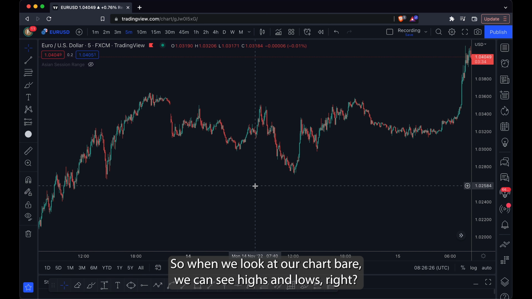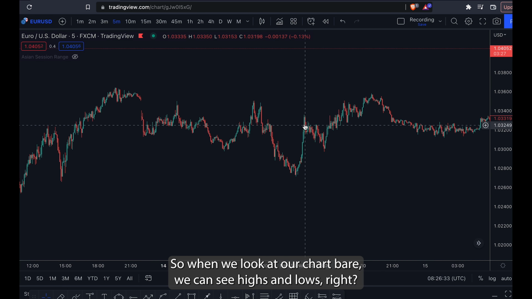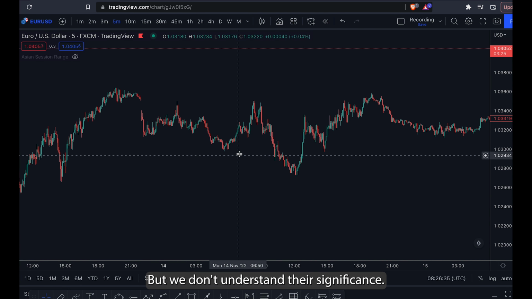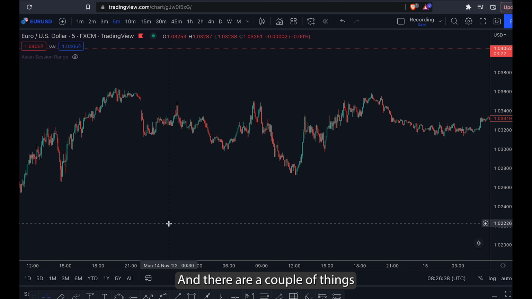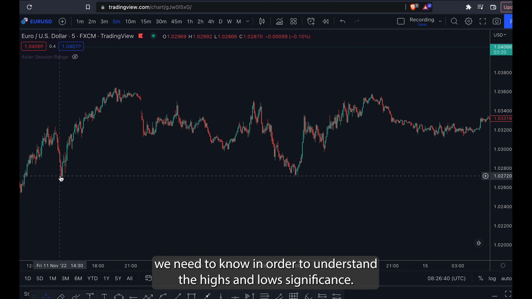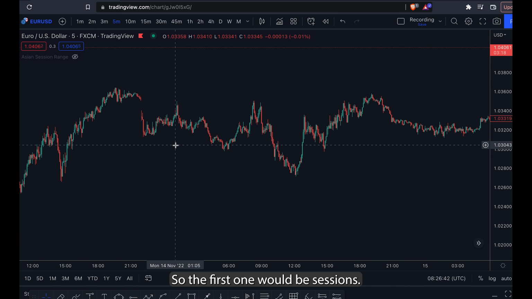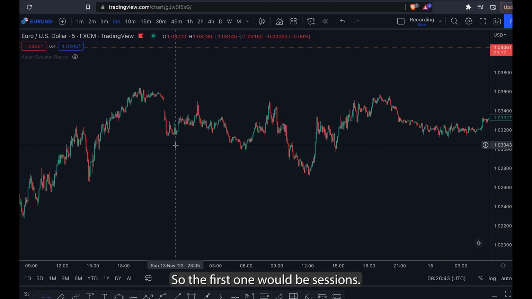So when we look at our bare chart, we can see highs and lows, right? But we don't understand their significance. There are a couple of things we need to know in order to understand a high's and low's significance. The first one would be sessions. Here we can see that this high was put in during the Asian session, this low was put in during the end of the London session, and this high was put in during the New York session.